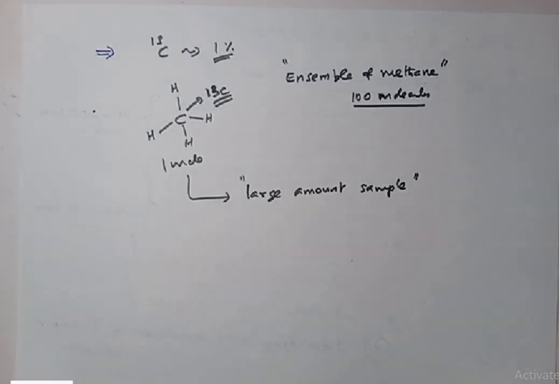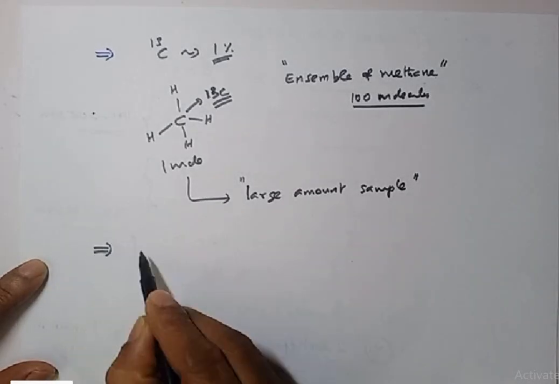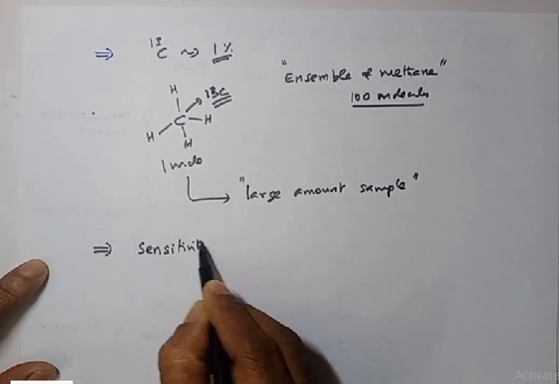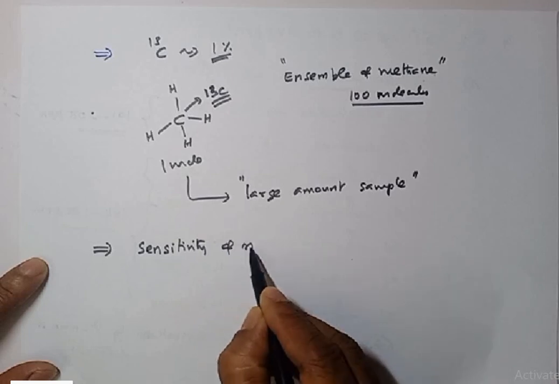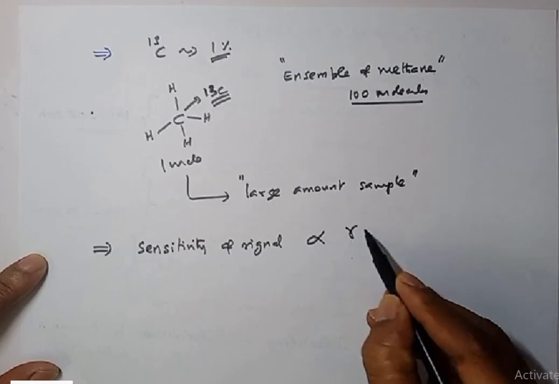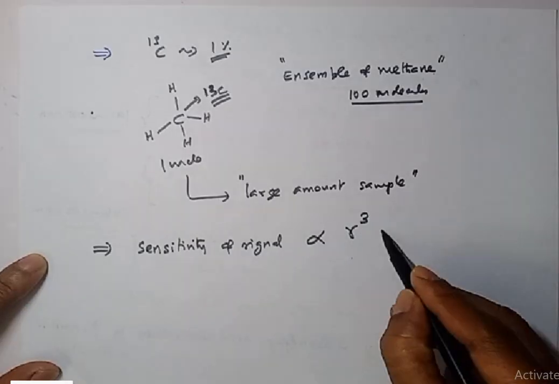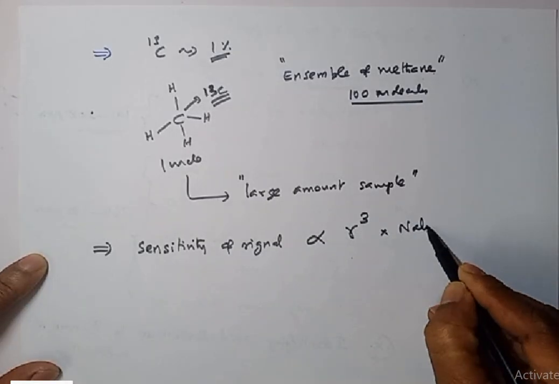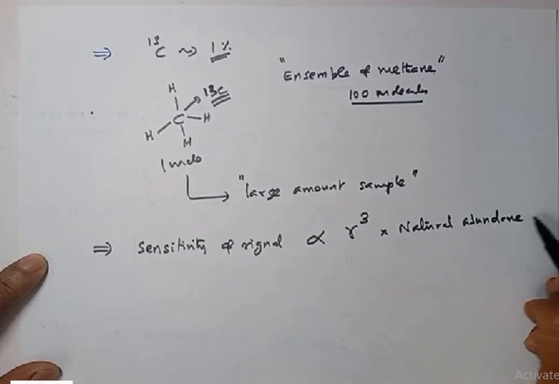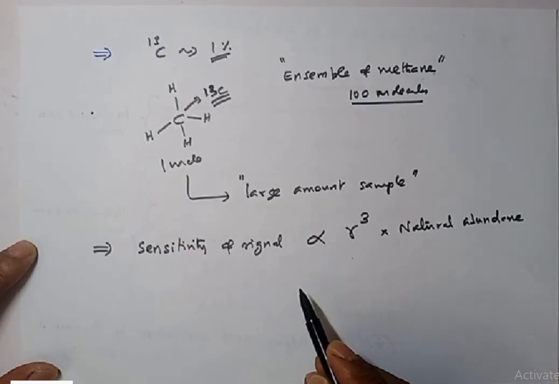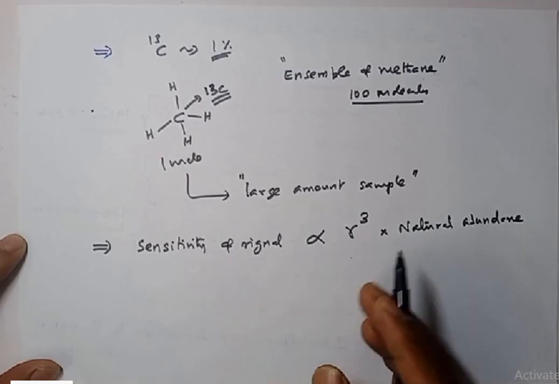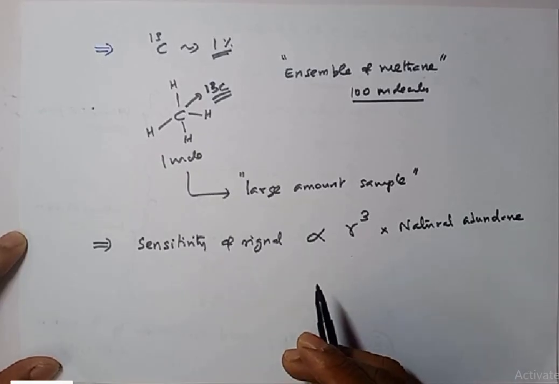It's an important point. Listen, the sensitivity of the signal is directly proportional to gamma cubed, and it is also proportional to natural abundance. Okay, see, if you compare the proton NMR and C13 NMR, right?